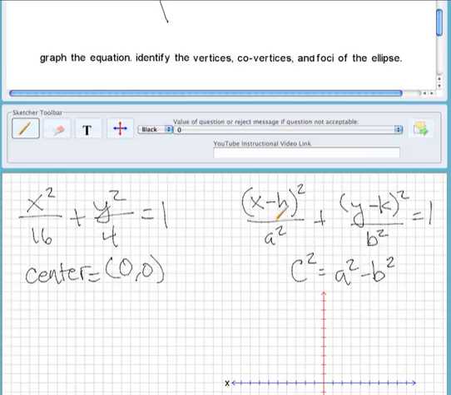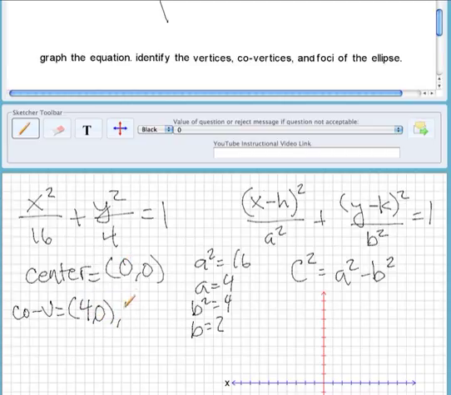So the first thing we want to find is a. What does a equal? a squared equals 16 if we plug that in, so a is going to equal 4. And then b squared equals 4, so b equals 2. We're going to use that to find our vertices and co-vertices. You're going to add and subtract a from the x term of the center, so it's going to be (4, 0) and (-4, 0).